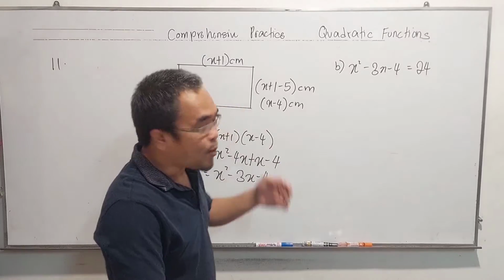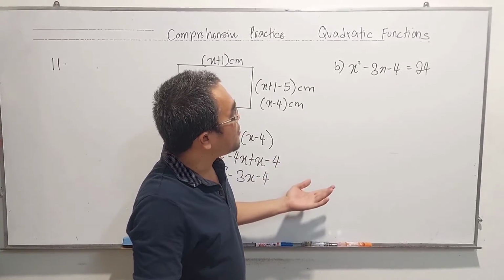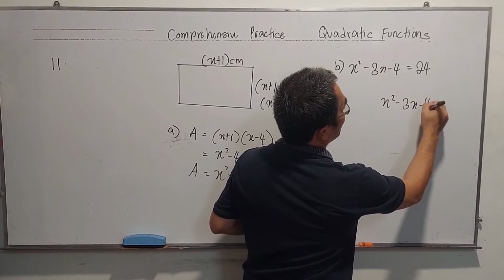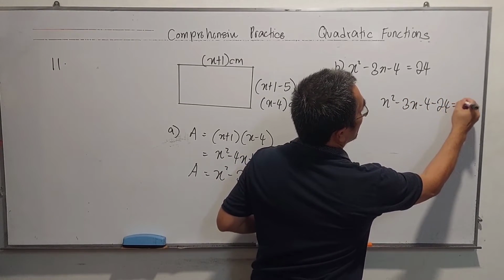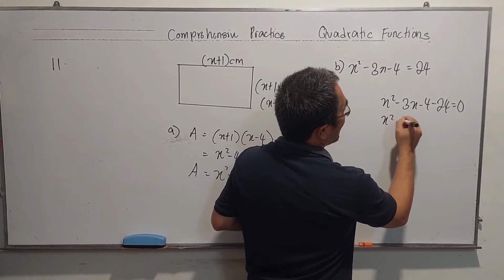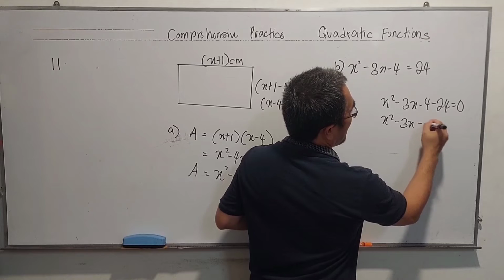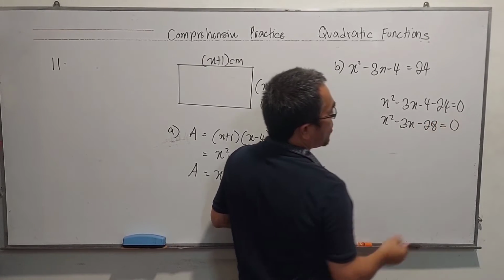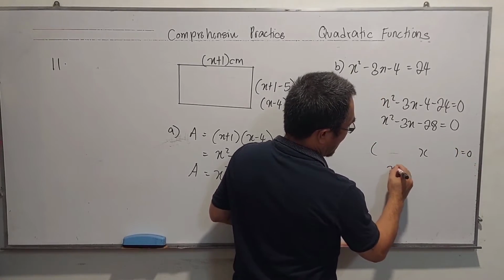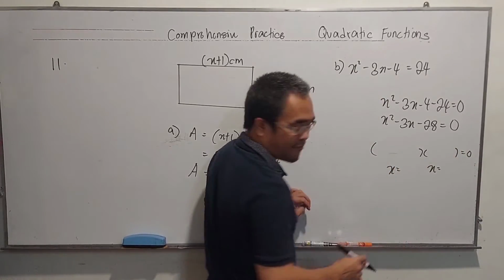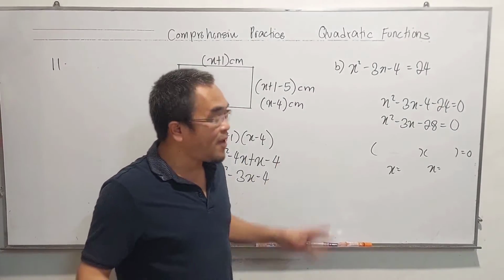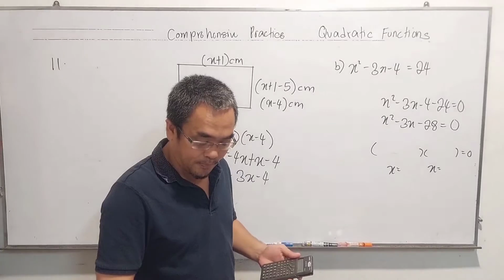And how to solve a quadratic equation? Make it into general form. So it becomes x squared minus 3x minus 4 minus 24 equals 0, and you can simplify that to x squared minus 3x minus 28 equals 0. Most probably you could factorize it, then you can write the value of x. But in this case, you have to understand the value of x is not yet the answer to the question.